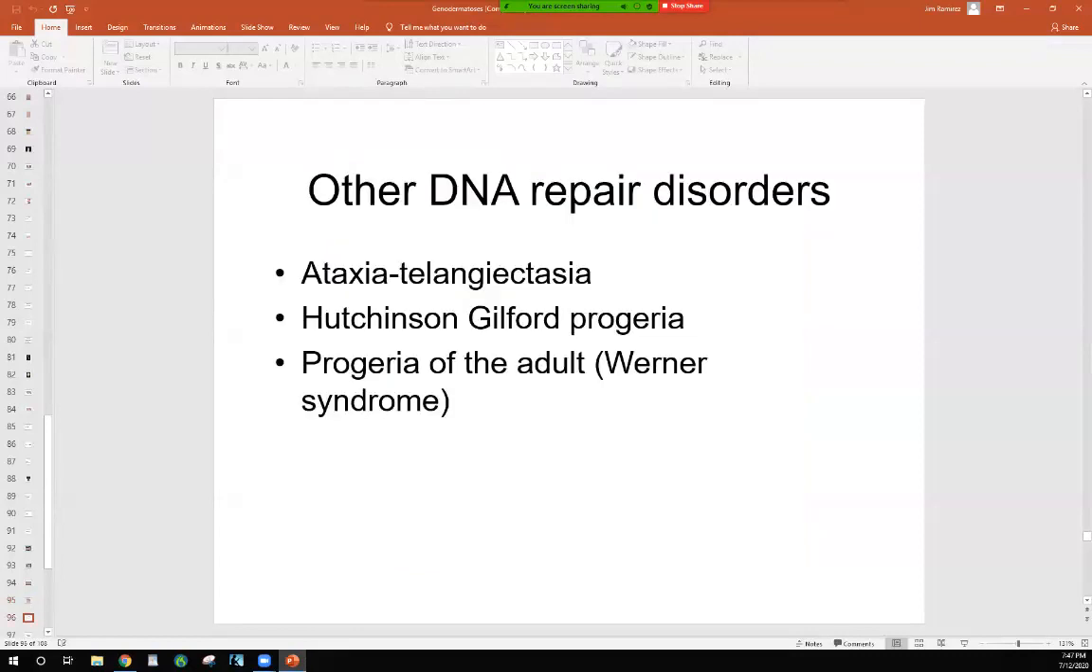And then for completeness' sake, other DNA repair disorders, Lever talks about ichthyosis, telangiectasia, Hutchinson-Gilford progeria, and progeria of the adult, Werner syndrome. No real specific histopathologic correlate.